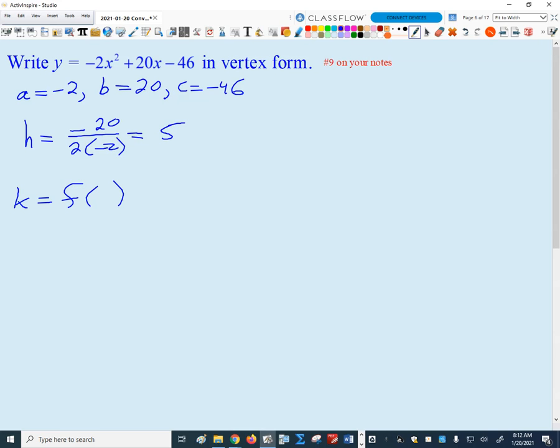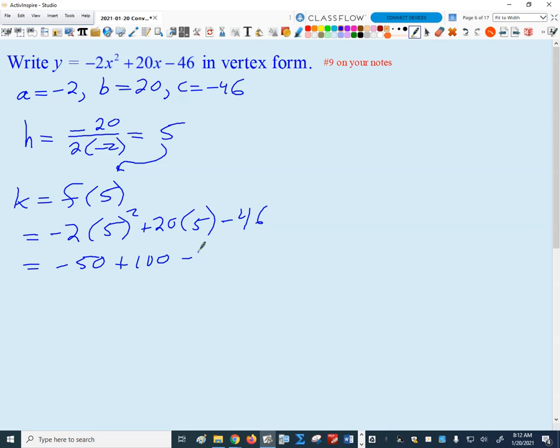k is just what we get when we evaluate our function at 5. So that's -2 times 5 squared plus 20 times 5 minus 46, which gives us -50 plus 100 minus 46, which is +4 this time. And so we get our vertex is 5, 4. And so now we can use the fact that we know h and k to write our quadratic function in vertex form.